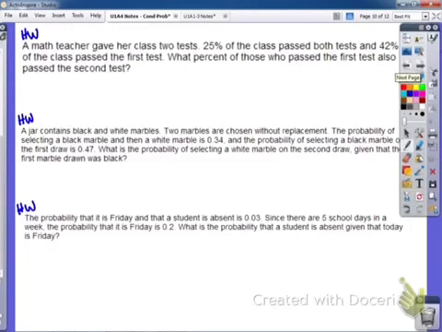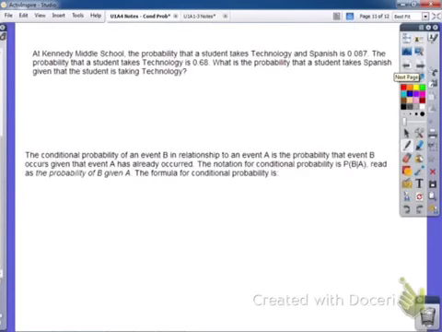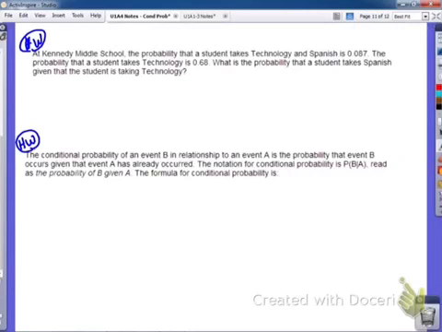Math teacher gave her classes 2 tests. Also, a jar contains black and white marbles. Is it number 10 in homework too? Yep. Number 10 is from the previous page? Yeah. I'm so cold.